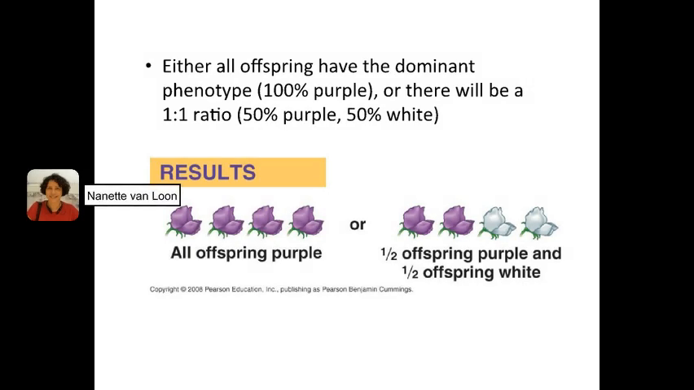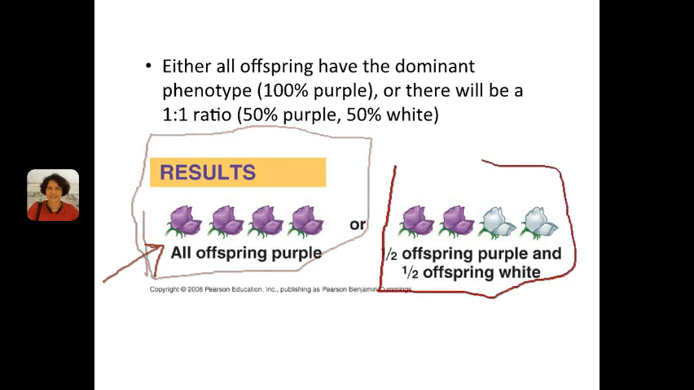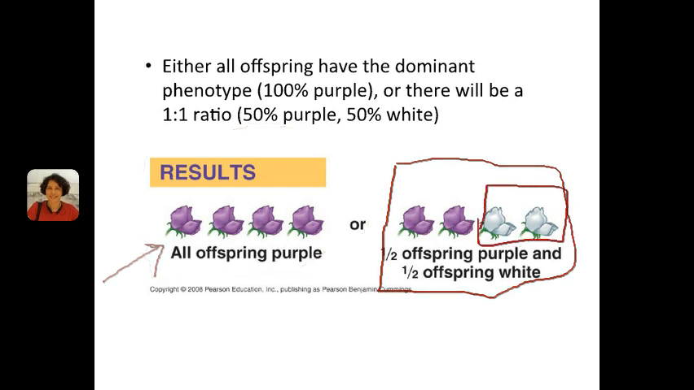In this slide, we recap the results that we saw in the previous slide. So we're looking at the two possible results. Either all the offspring are showing the dominant phenotype, in this case, all the plants have purple flowers, or half the offspring have the recessive phenotype, white flowers, and the other half of the offspring have the dominant phenotype of purple flowers.